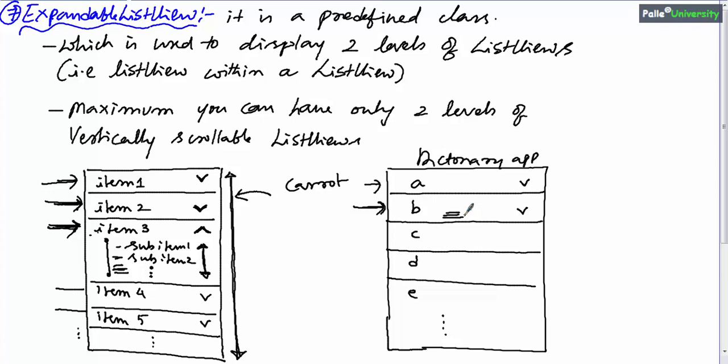Not only that, have you ever observed a questions and answers application where you will see a lot of topics, Java topic, Android topic, C topics, which are vertically scrollable list of elements. Again, when I click the Java section, it will display a lot of questions and answers which are again vertically scrollable. I hope you understood what is expandable list view.